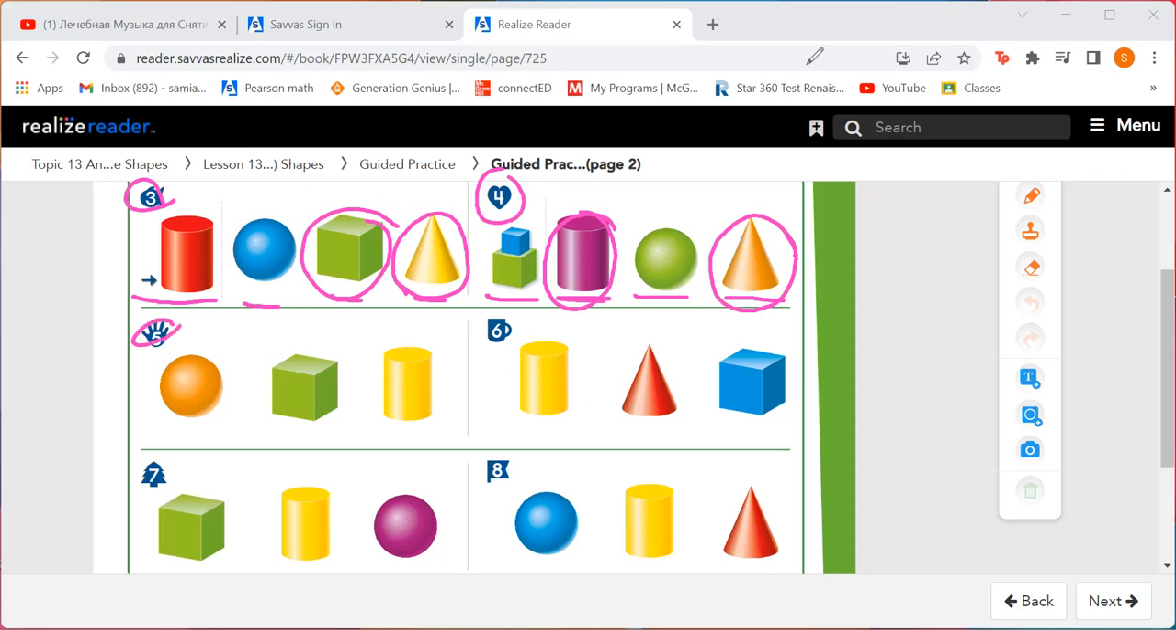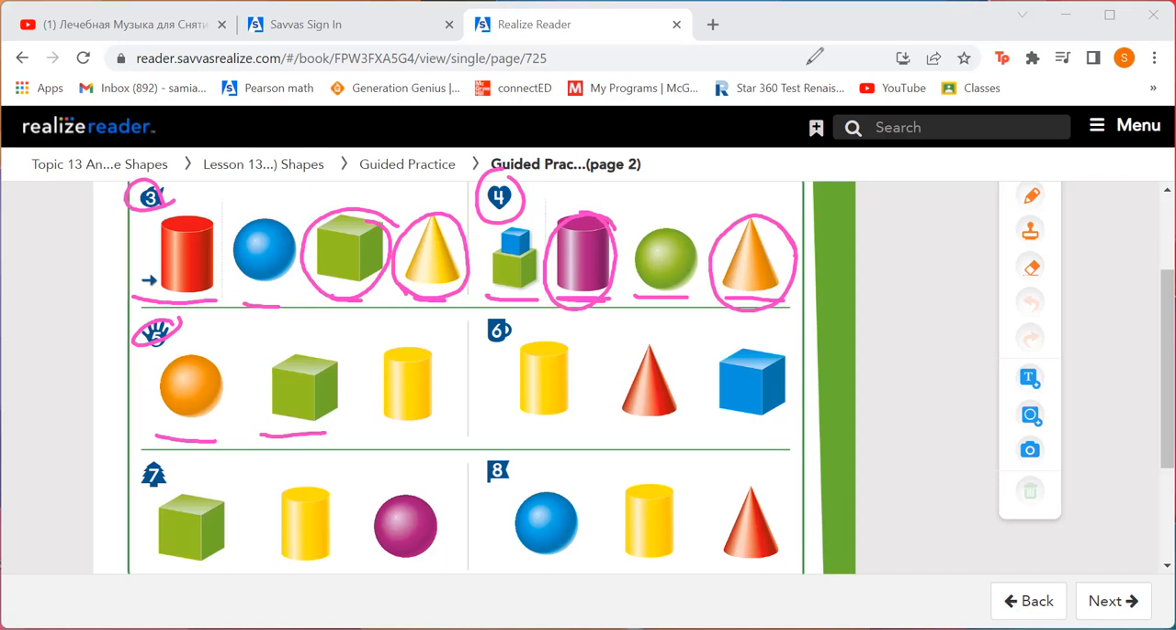All right. Let's look at problem number 5. Draw a circle around the solid figure that rolls and stacks. The solid figure that rolls and stacks. Does this roll and stack? Well, we know that the sphere can roll, but we can't stack a sphere. How about this cube? We can stack it, but can we roll a cube?